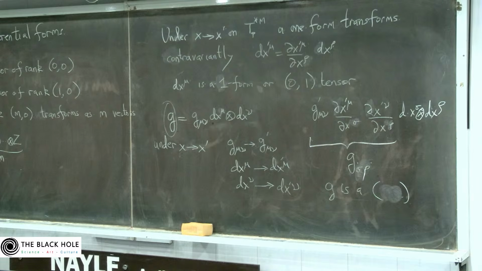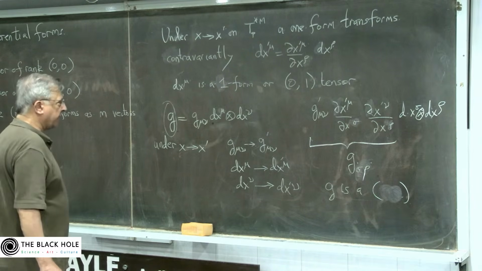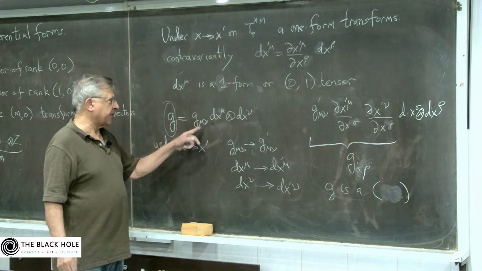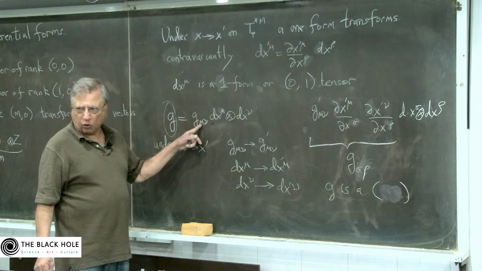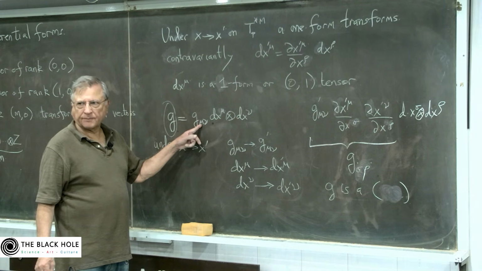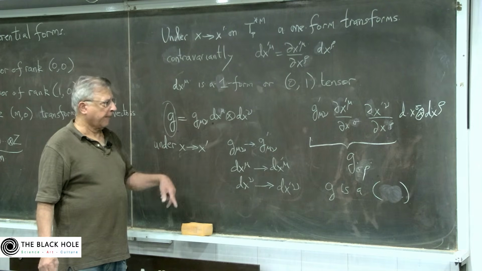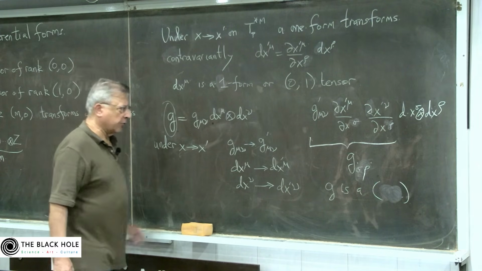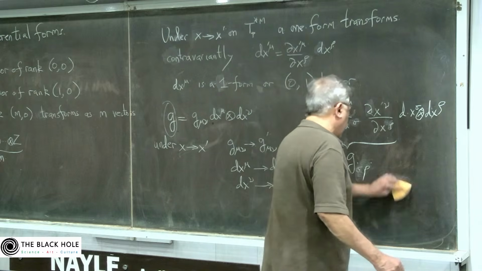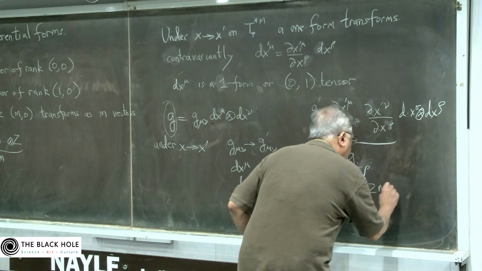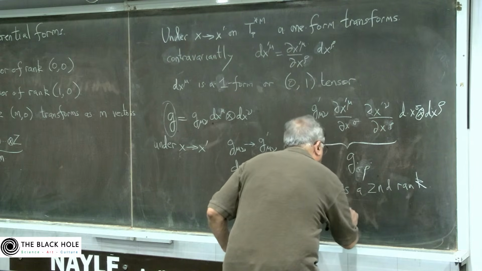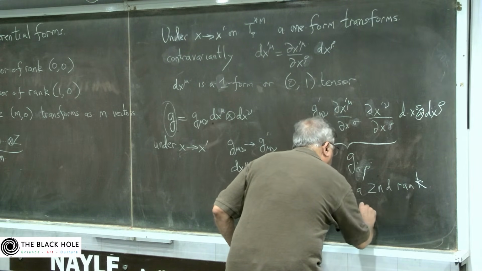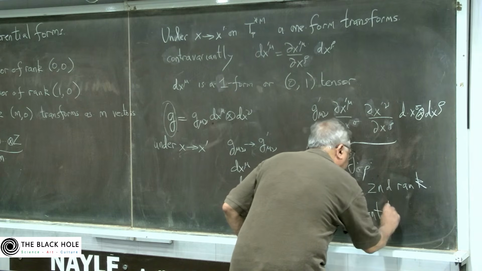So this tensor we made in this way. G mu nu transforms covariantly. So it is a second rank covariant tensor.